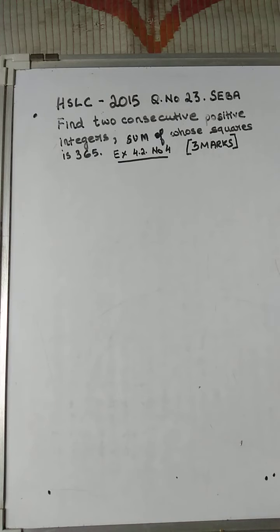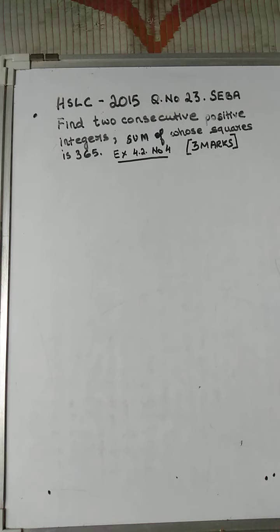Now here it says find two consecutive positive integers, the sum of whose squares is 365. The meaning of the word consecutive means one after the other. Like when you count numbers, you count 1, 2, 3, and the consecutive numbers following 3 would be 4 and 5. So when they say find two consecutive positive integers, it means you have to find two positive integers which are one after the other.